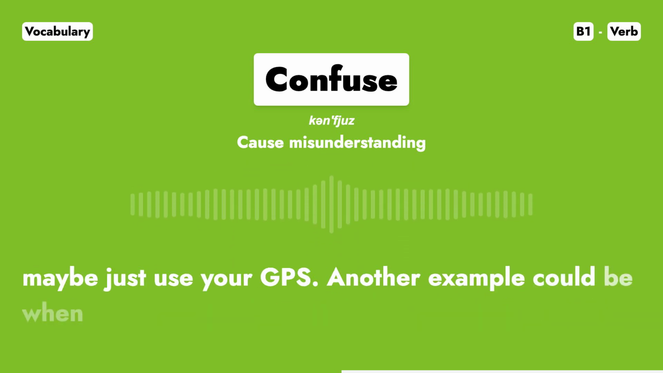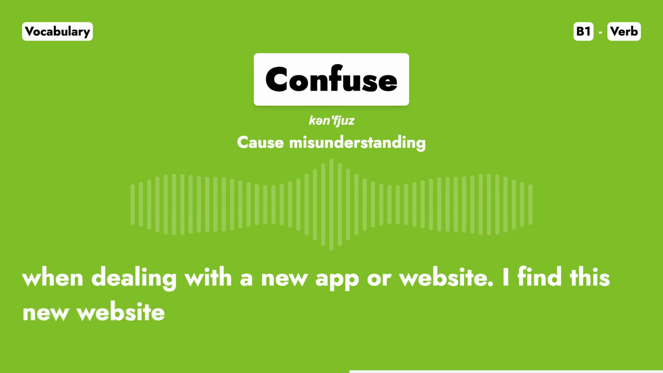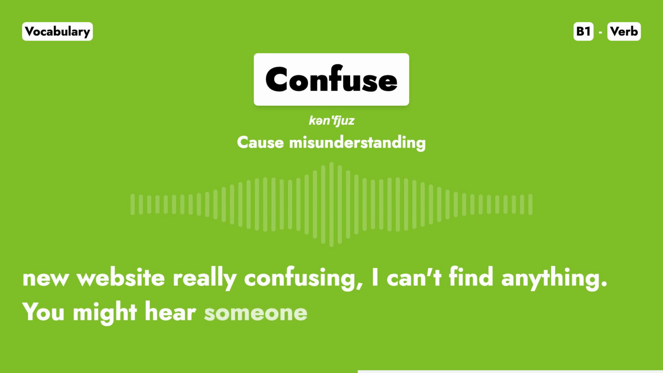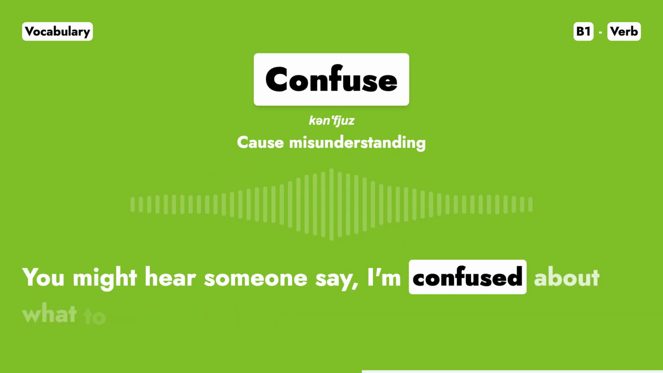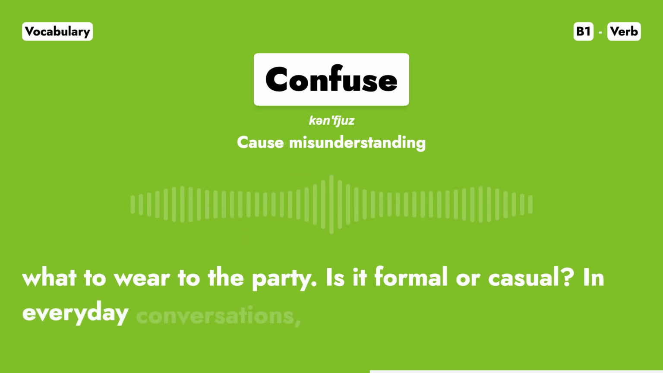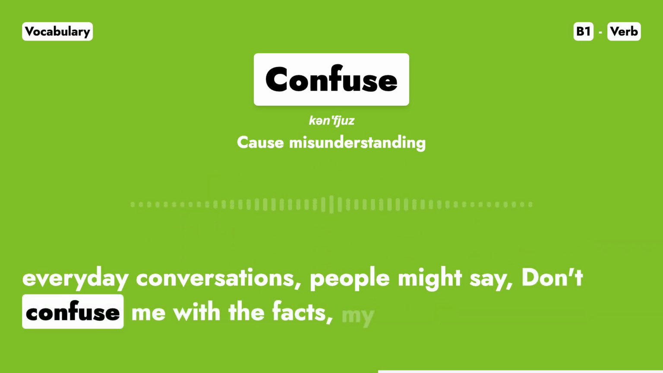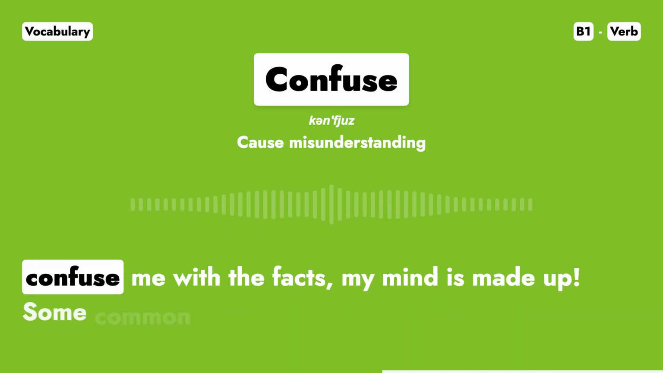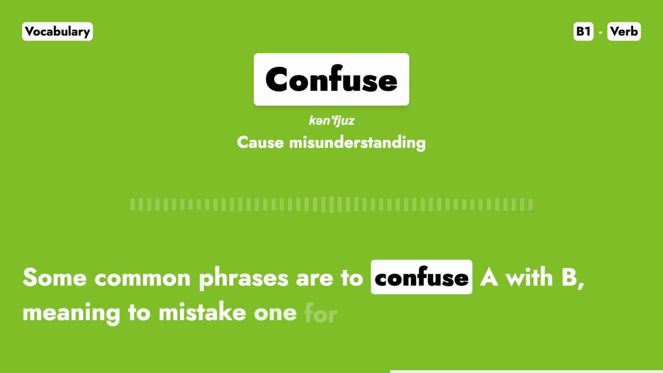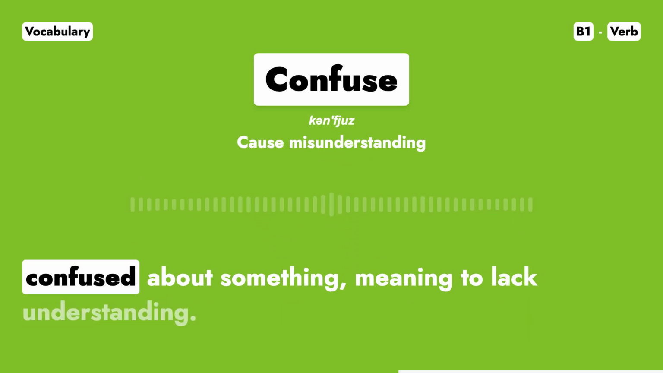Another example could be when dealing with a new app or website. "I find this new website really confusing. I can't find anything." You might hear someone say, "I'm confused about what to wear to the party. Is it formal or casual?" In everyday conversations, people might say, "Don't confuse me with the facts. My mind is made up." Some common phrases are to confuse A with B, meaning to mistake one for the other, or to be confused about something, meaning to lack understanding.